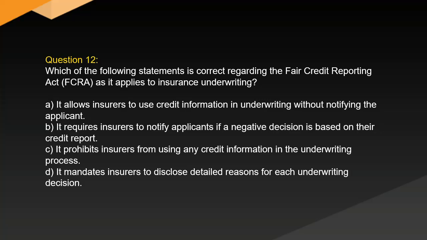Question 12. Which of the following statements is correct regarding the Fair Credit Reporting Act, or FCRA, as it applies to insurance underwriting? A. It allows insurers to use credit information in underwriting without notifying the applicant. B. It requires insurers to notify applicants if a negative decision is based on their credit report. C. It prohibits insurers from using any credit information in the underwriting process. D. It mandates insurers to disclose detailed reasons for each underwriting decision.